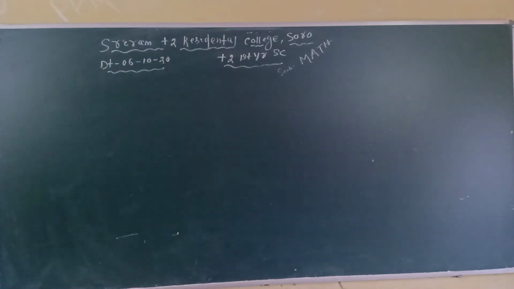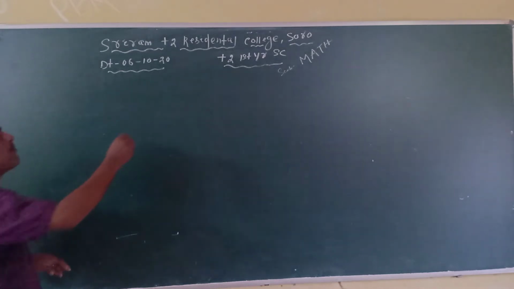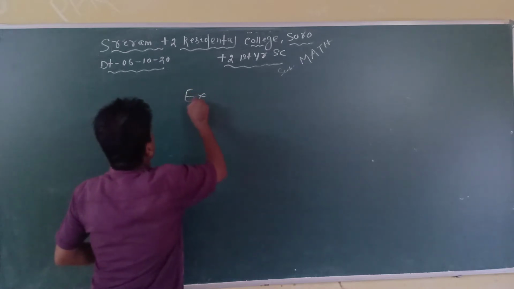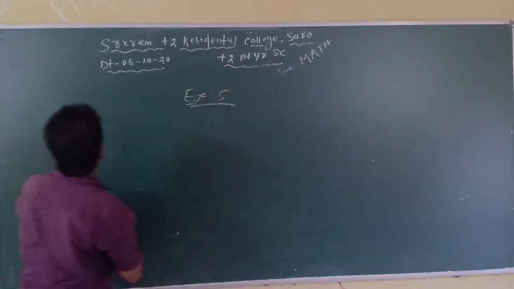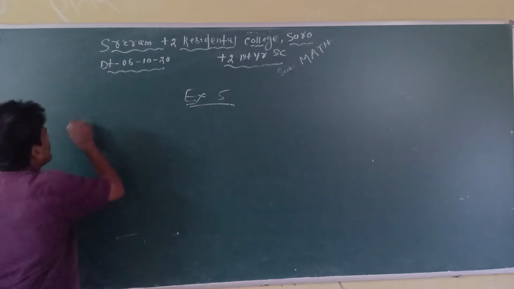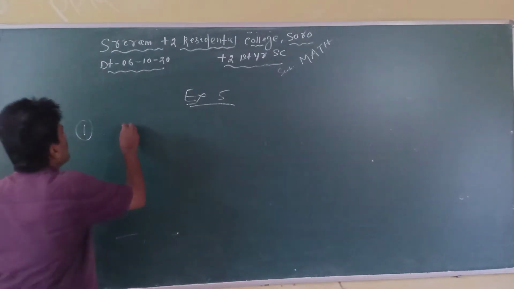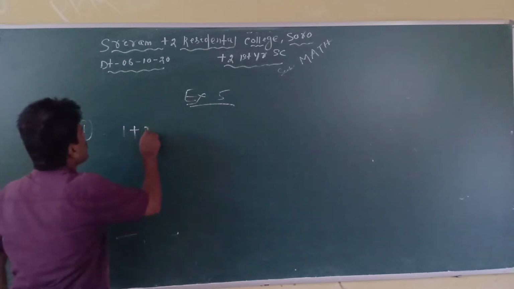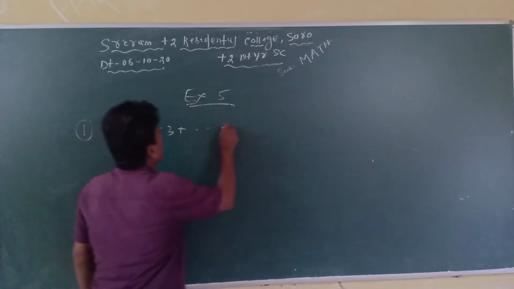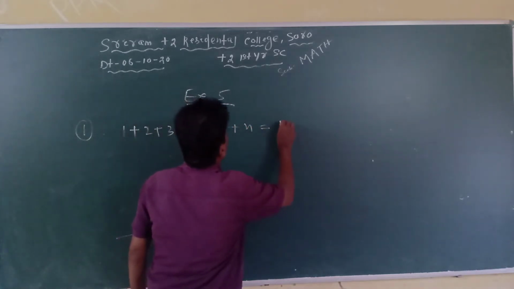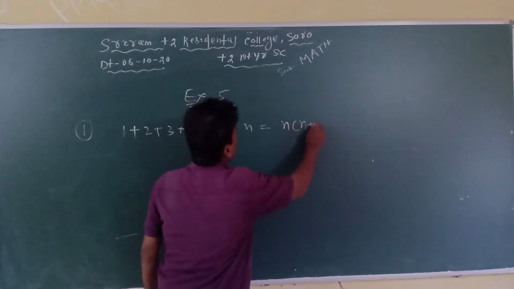Okay. Now the first example, example 1, is the Gaussian formula. You already know the Gaussian formula. Exercise 5, the Gaussian formula, number 1. Do you know the Gaussian formula? Number 1 is 1 plus 2 plus 3 plus dot dot dot plus n is equal to n into n plus 1 by 2.